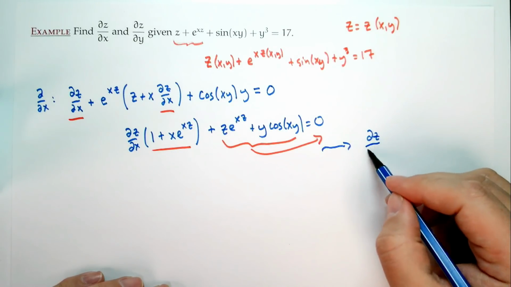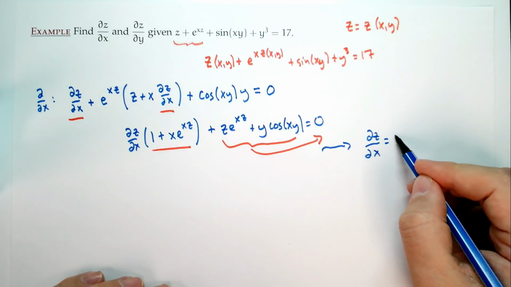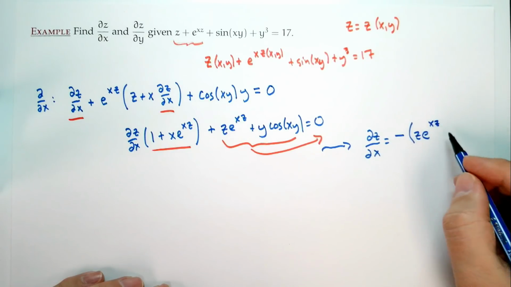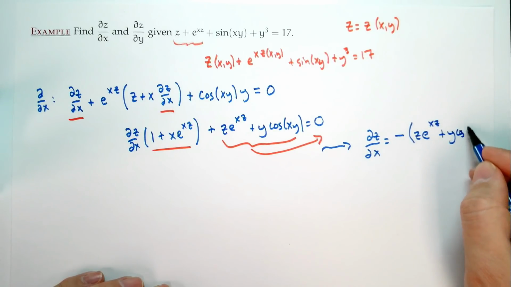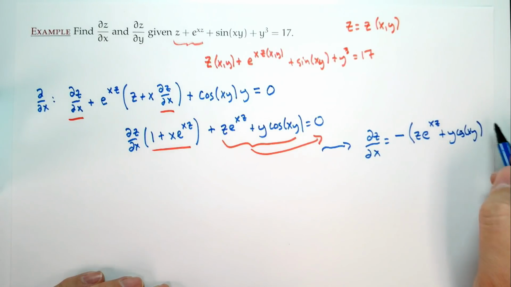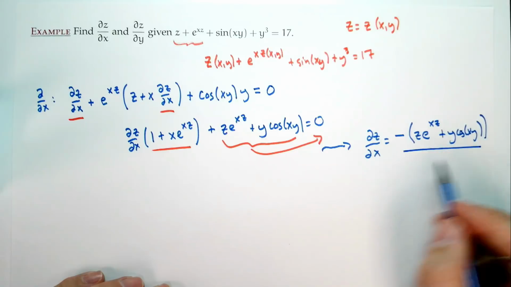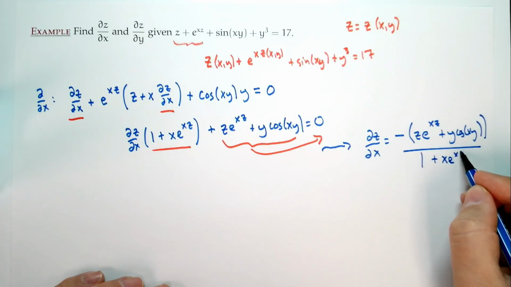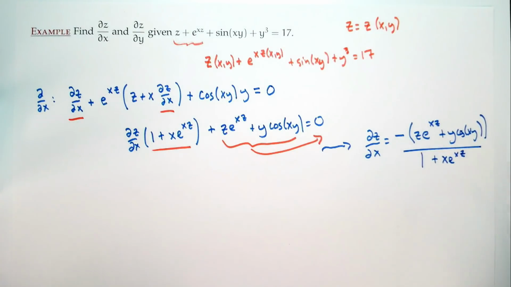Derivative of z with respect to x is negative of z e to the xz plus y cosine xy, all over 1 plus x e to the xz. Done. Good. Now, that's one part. Remember, we want to find two derivatives, so now let's do the other part.